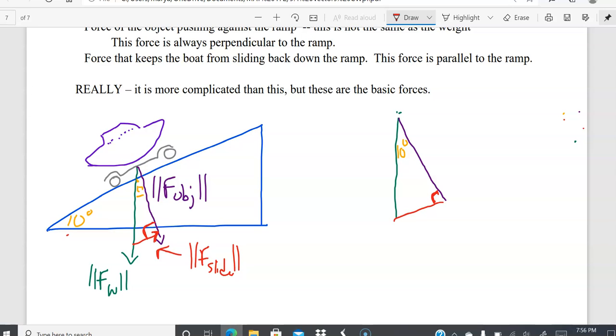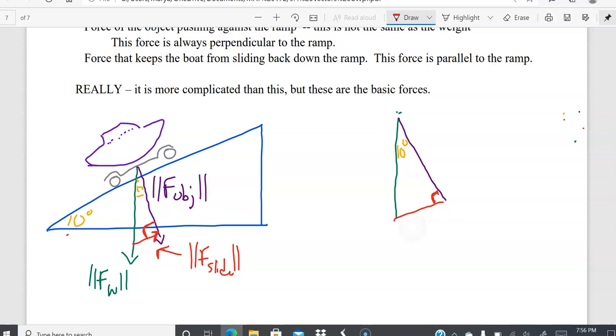And then there's also the force of the boat itself pushing against the ramp. I call that the force of the object. The ramp is 10 degrees. This triangle that's made between the force of weight, the force of the object, and this keeping-from-sliding force, this little angle, I squeeze it up here. That little one up here is also going to be 10 degrees. Now this sliding force is going to be perpendicular to that object force. And so we have a right triangle, which I drew over here.